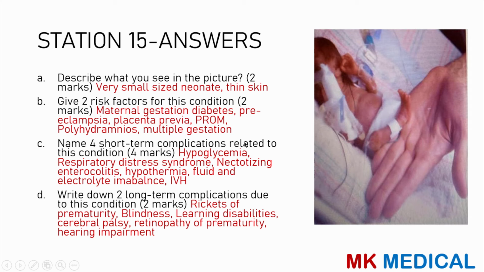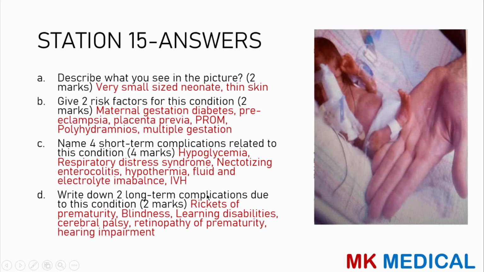Hypoglycemia, because the liver and the pancreas are not yet well developed to control the blood glucose. You could have respiratory distress syndrome because there's not enough surfactant in the lungs. You could have necrotizing enterocolitis if you feed these children too early. You could have hypothermia because the regulatory centers and even the skin are not so developed. The same reason why you could also have fluid and electrolyte imbalances, and you could also have intraventricular hemorrhage.